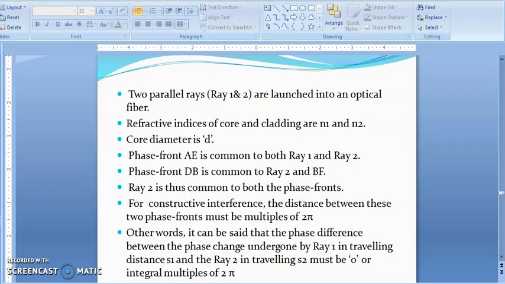So next we should get a bright spot of light. This bright spot of light should occur. How does it occur? Due to constructive interference only. If both the rays are meeting at the same phase, constructive interference will occur. So what is the condition for constructive interference? The distance between these two phase fronts must be multiples of 2 pi. In other words, the phase change undergone by ray 1 in travelling distance S1 and ray 2 in travelling distance S2 must be 0 or multiples of 2 pi.